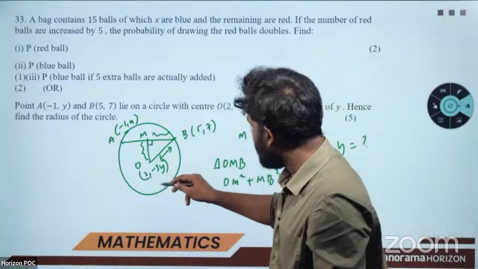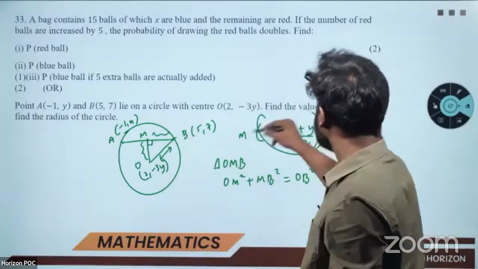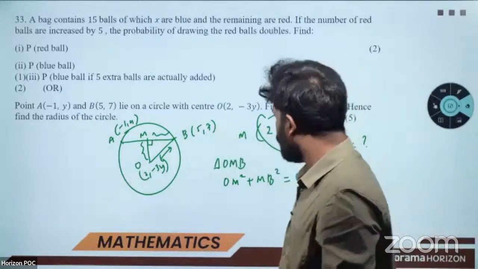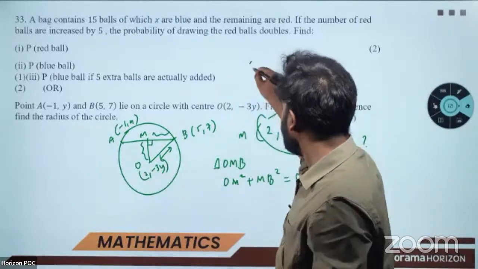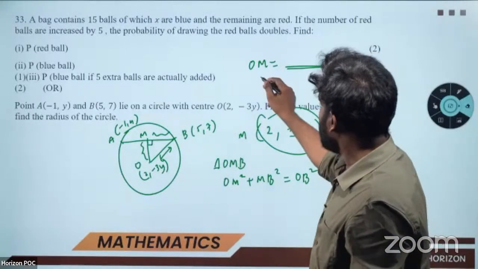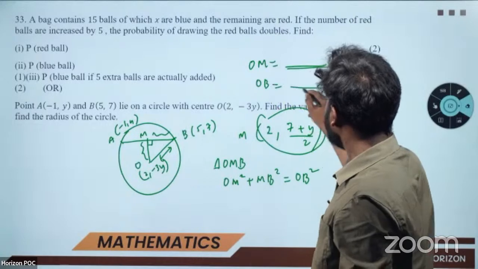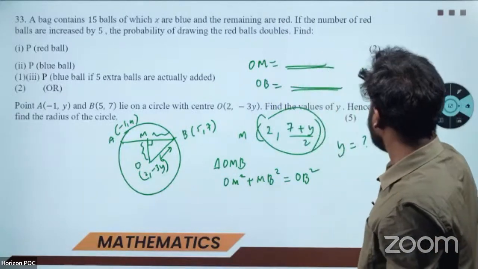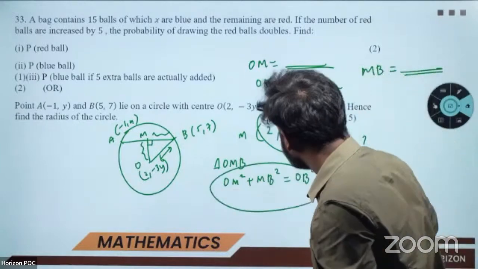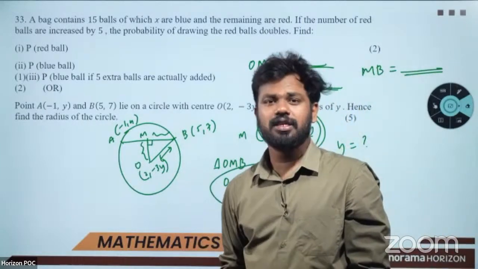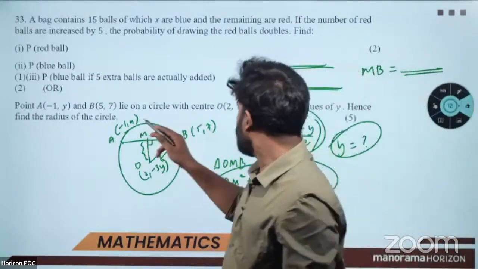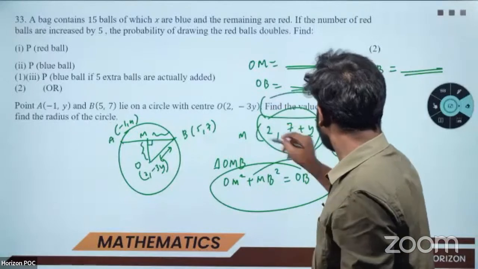OM is what? The distance between (2, minus 3y) and this point, (2, (7 plus y) by 2). So that will be the distance between O and M. So first you have to find OM. I'm not doing the entire calculation here. Then find OB, it will all be in terms of y. Then find MB also. When you find these three and use the Pythagoras theorem, you will get the value of y. So that is the question. So finding the values of y, this way you can do.